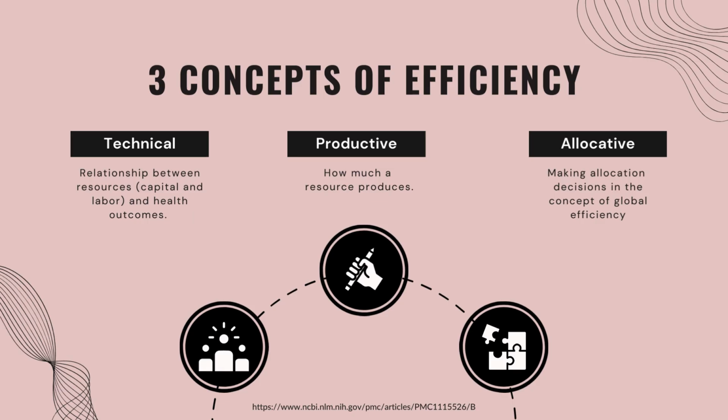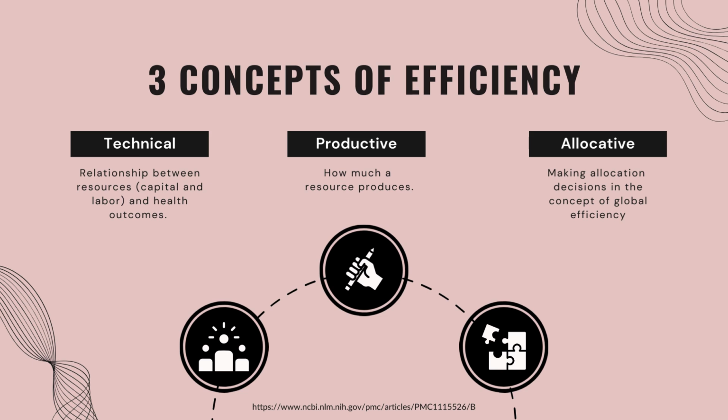Now let's dive into 3 key ideas about efficiency: technical, productive, and allocative. First up, technical efficiency. This is all about how we use our resources, like capital and labor, to get the best health outcomes. Basically, it's about squeezing the most improvement out of what we have. But technical efficiency alone does not help us compare different interventions. For instance, if one method gets the same or better health results but uses a different mix of resources, technical efficiency doesn't tell us which is better.